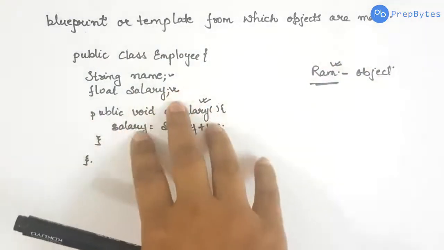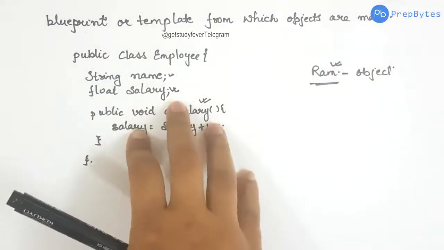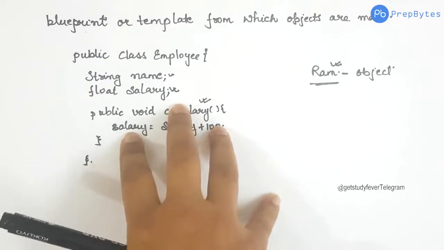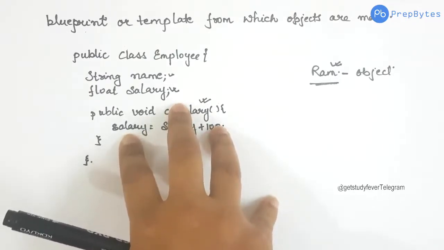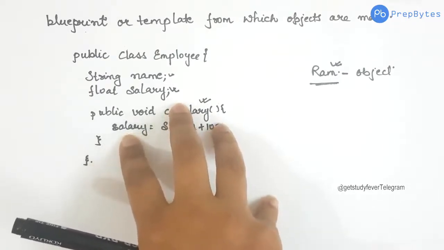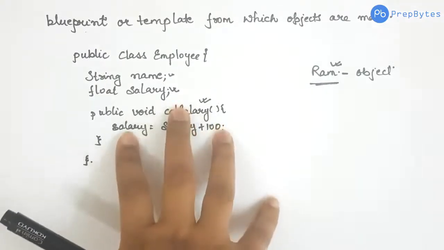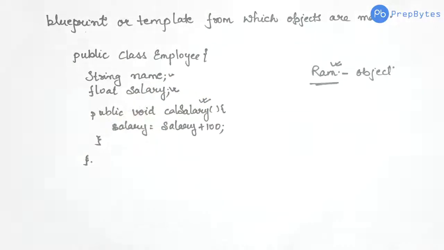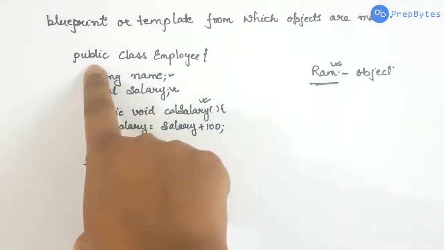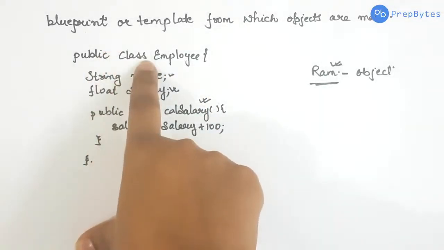So this is a class that we have created. In Java, you get lots of standard library classes that you can use directly in your program, or you can create your own class as well. So this is one way of creating a class. This is the access modifier, this is the class keyword, and this is the class name.